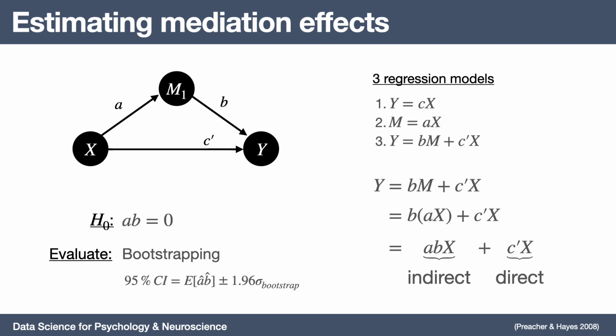This is a very beautiful extension of how you can use resampling methods in these more complicated scenarios, these hierarchical models where you have indirect relationships between variables mediated by third variables. If you didn't have resampling methods, it would be almost impossible to make a conclusion on your null hypothesis in this case.